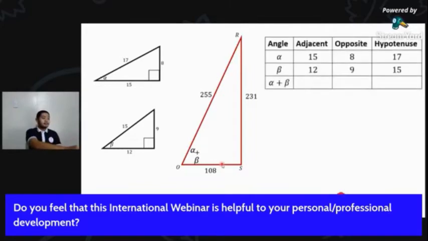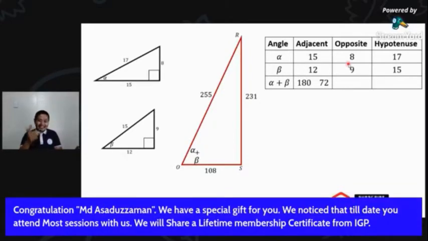How? Let us apply the one that I did a while ago. First, multiply these two: 15 times 12 and then multiply these two also. So 15 times 12, that is 180. 8 times 9, that is 72. Okay, you remember it clearly. We will proceed to subtraction. So 180 minus 72.